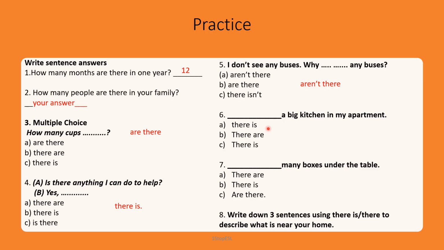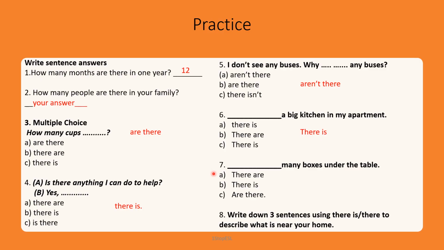Number 6. A big kitchen in my apartment. There is, there are, there is. Be careful. Correct. There is. But this one is wrong because it doesn't have a capital letter. So you must have a capital letter for the beginning of a sentence. There is a big kitchen in my apartment.